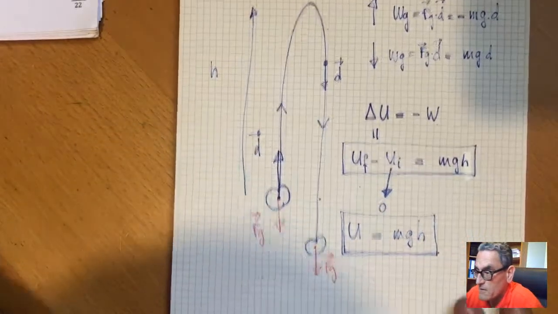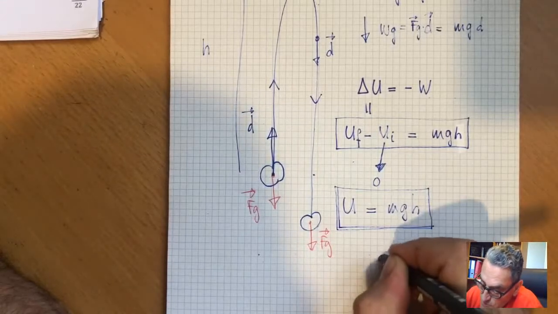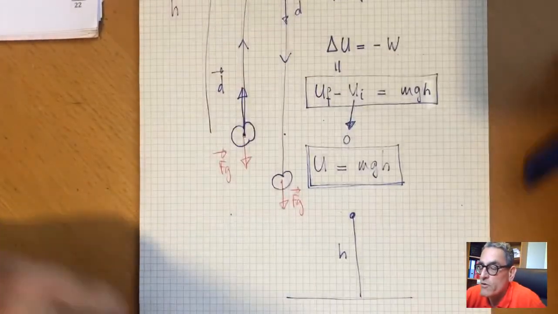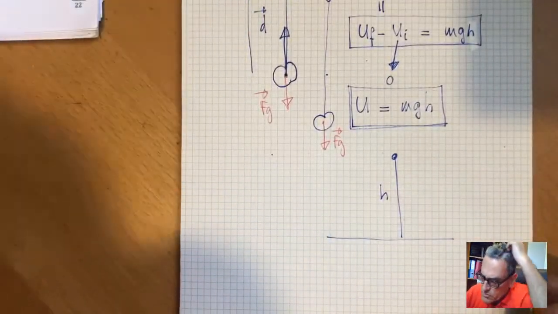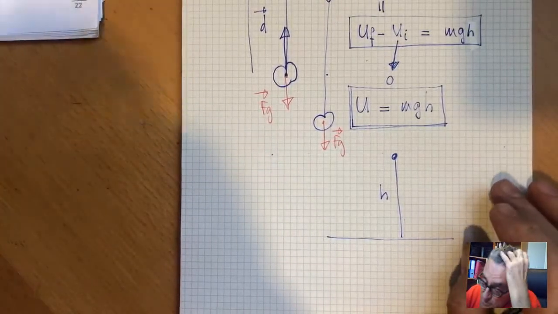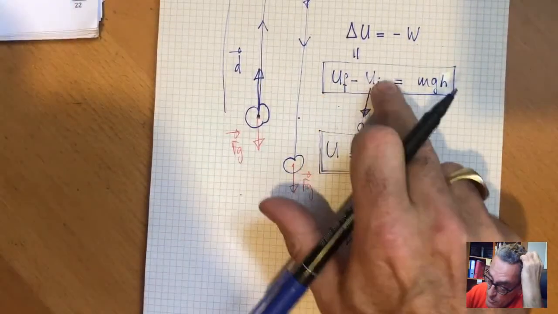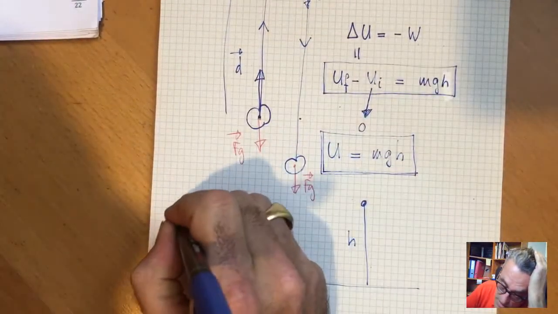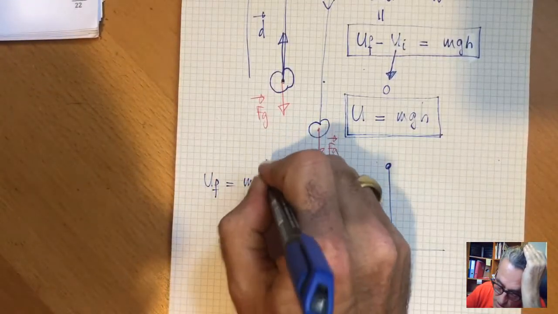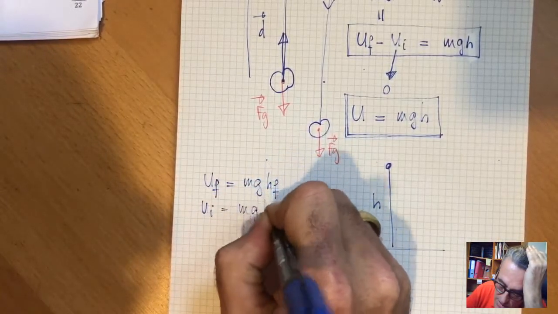This is the formula for the potential energy of a mass in the gravitational field at a certain height h from the ground, or from some reference point you defined. You can also use this formula mgh for the two of them. You can also say that U final is mgh final, and that U initial is mgh initial.